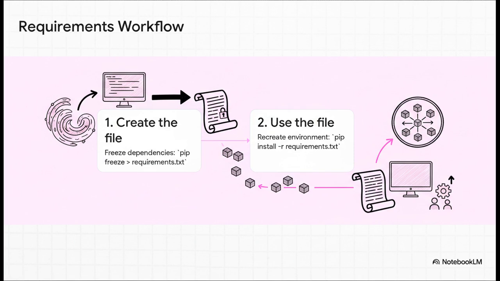Once you've installed everything your project needs, you run one command, pip freeze, to capture that perfect list and save it to your requirements.txt file. Step 2. When your teammate gets the project, they just create their own venv and run pip install -r requirements.txt. And like magic, pip reads that file and installs the exact same set of packages. Perfect replication every single time.